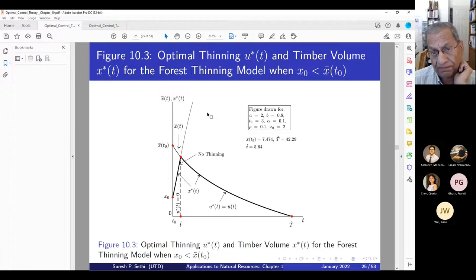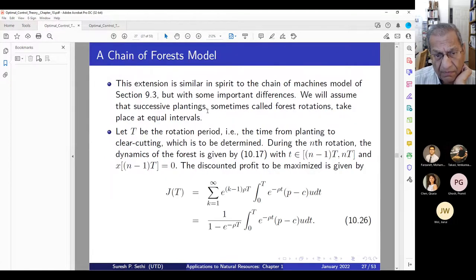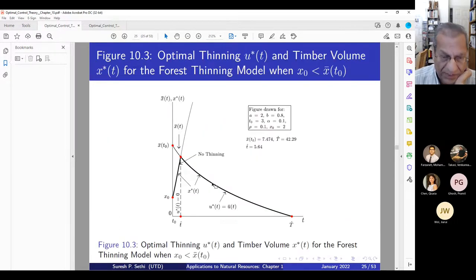So this is the first model. But you can also find out what to do if I replant the forest. That means when I come to a certain stage, I will replant the forest.